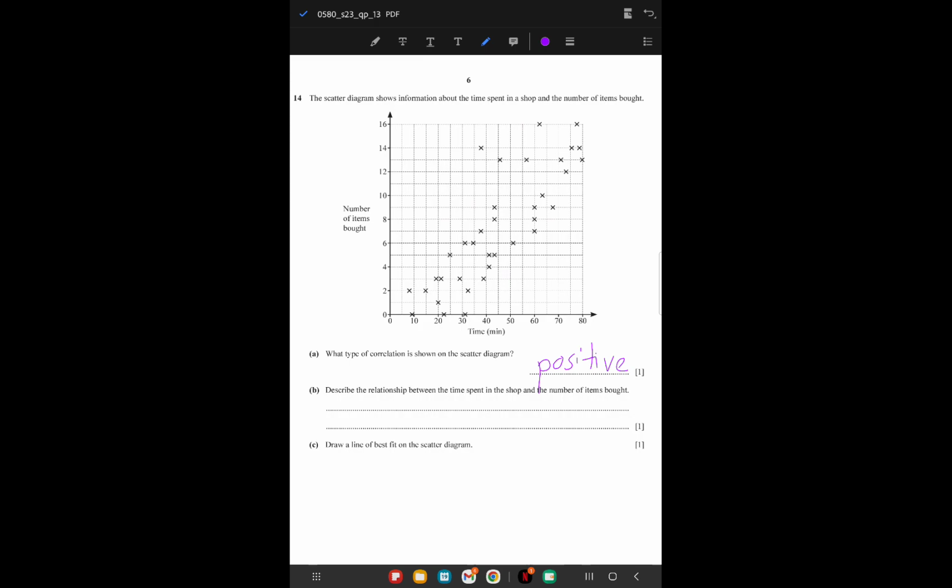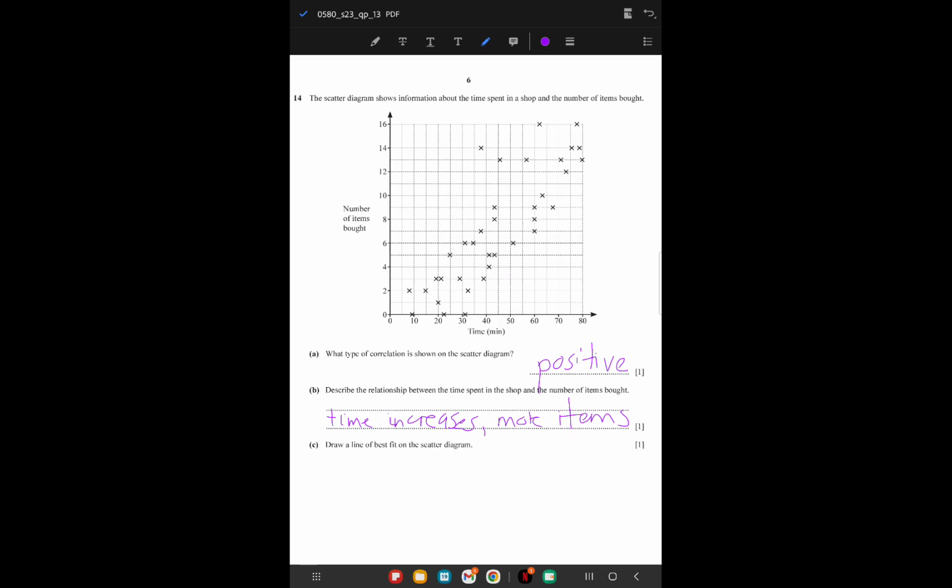Okay, describe the relationship between the time spent in the shop and the number of items bought. As the time increases, more items are also bought. I've just summarized that: the longer the time spent in the shop, the higher the number of items that are bought. The next one is asking us to draw a line of best fit.